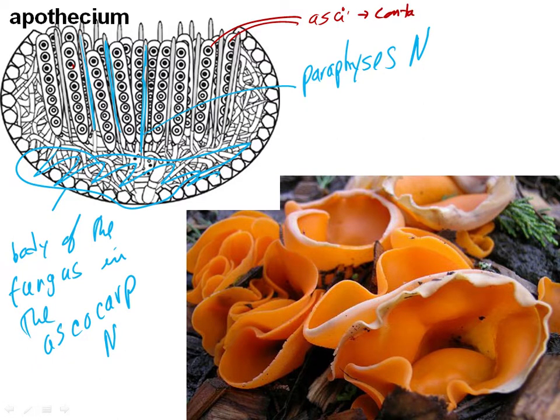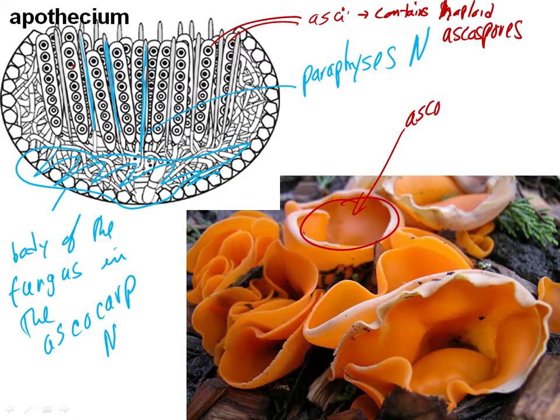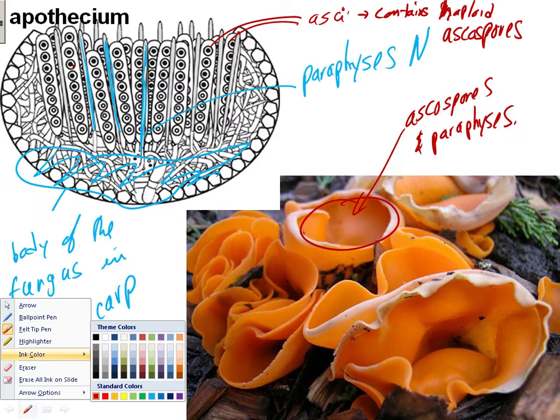And we can write at least that on the screen. It contains haploid ascospores. So the ascospores are here. I'm not going to switch colors here for paraphyses. And then on the outside of that, which I can't easily label, outside of that would be the sterile cells.